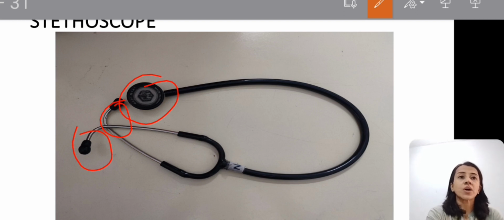It is used to auscultate heart sounds, also to auscultate breath sounds, and Korotkoff sounds when we measure blood pressure, and also to auscultate fetal heart sounds.